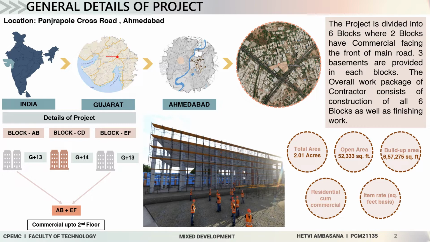The total area of the project is around 2.01 acres. It's a residential cum commercial type of project. Total open area is around 52,000 square feet, while total built-up area is around 6,57,000 square feet. It's an item rate contract, while the payment is on a square feet basis.